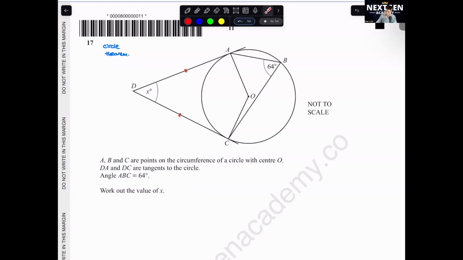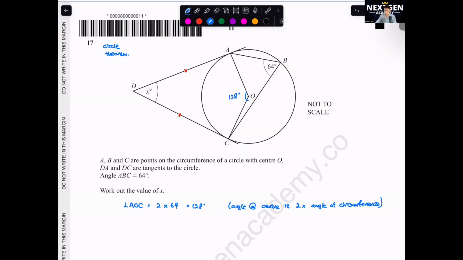What else do we know? This part here, angle at center is 2 times angle at circumference. So let's calculate this first. AOC is 2 times 64, which is equal to 128 degrees. You can write down the reason if you don't know this: angle at center is 2 times angle at circumference. So if you come from the same original point, this is 128 degrees.